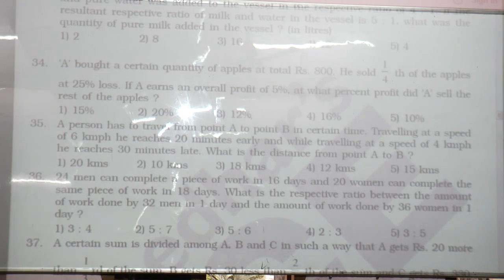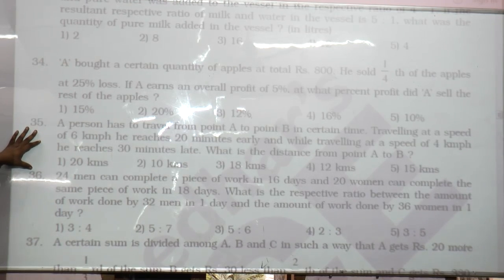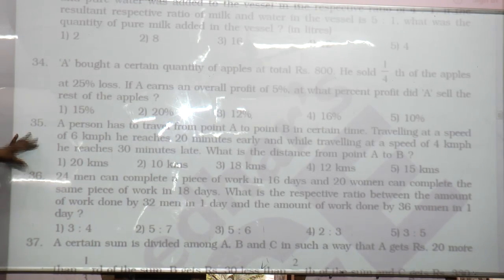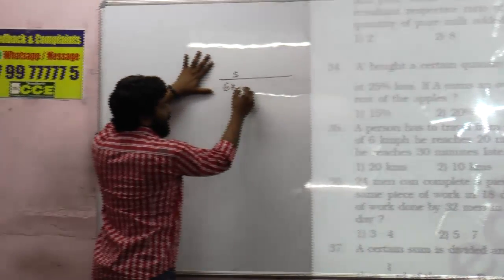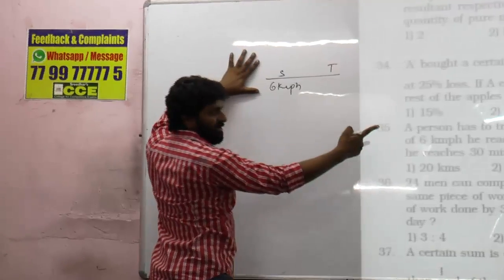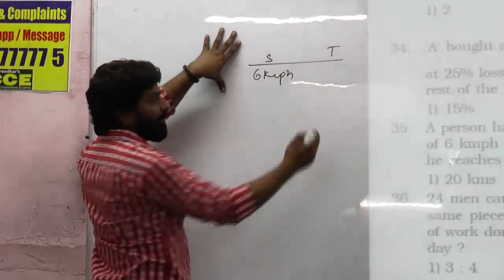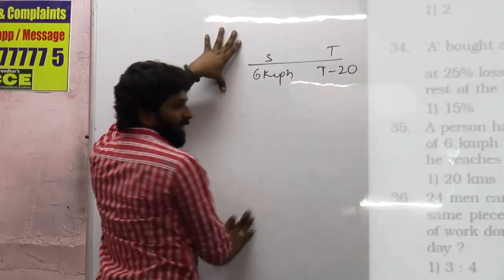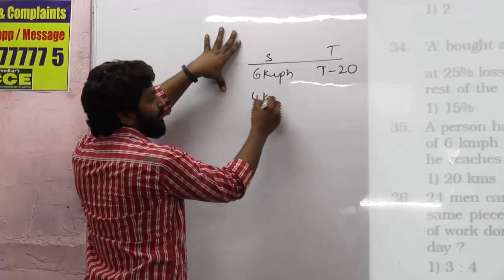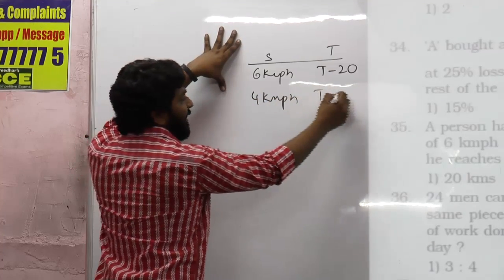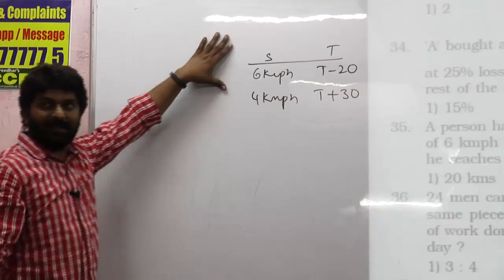Inversely proportional rule. Whenever time and speed are involved, try to use the inversely proportional rule. So initial speed is 6 km per hour, and the time taken is early by 20 minutes. So that is t minus 20. And if his speed becomes 4 km per hour, he is late by 30 minutes, t plus 30.